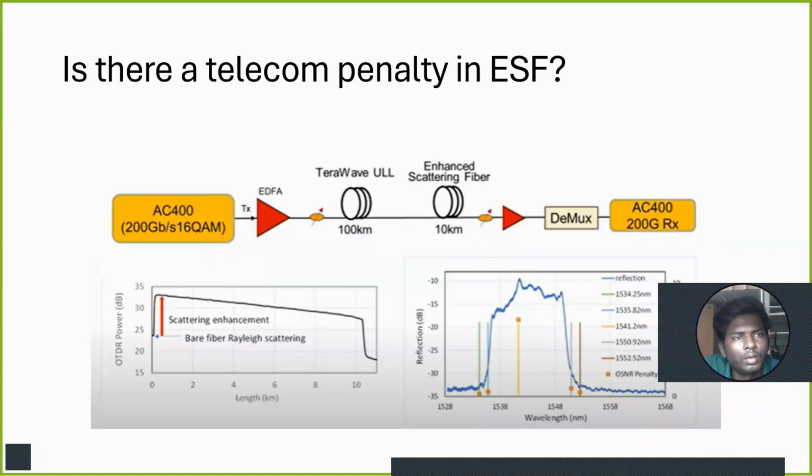Is there a telecom penalty in ESF? You might be wondering: does using ESF impact telecom transmission performance? The good news is no. ESF is designed to work alongside standard communication signals, allowing dual use setups where the same fiber can carry data and sense acoustics.